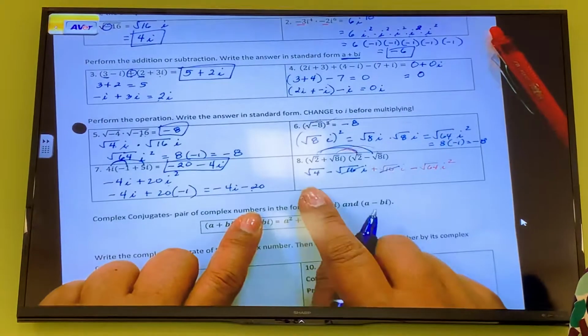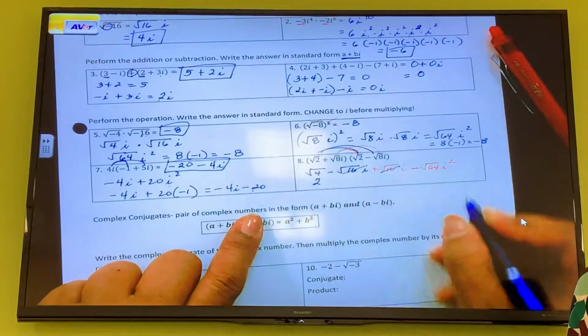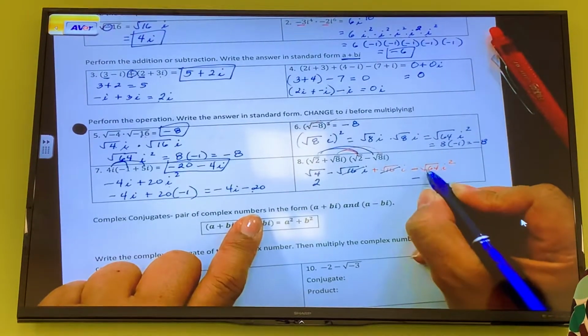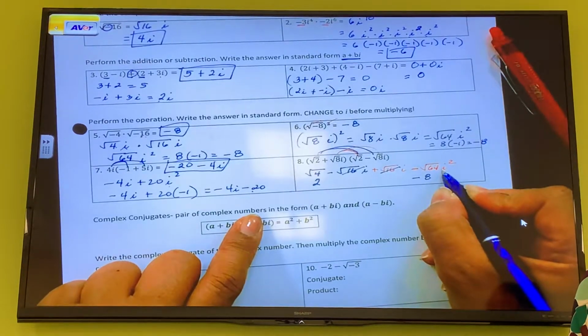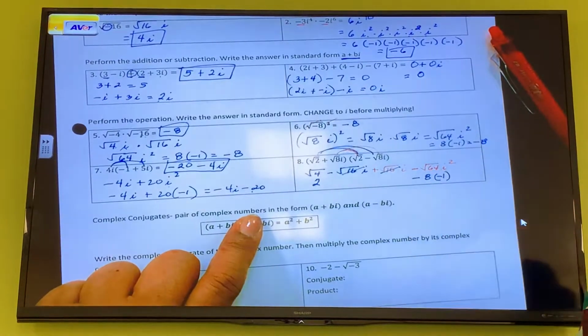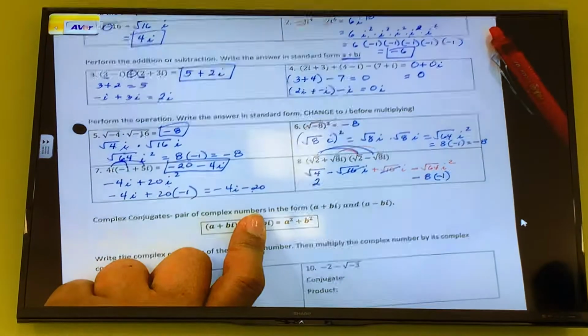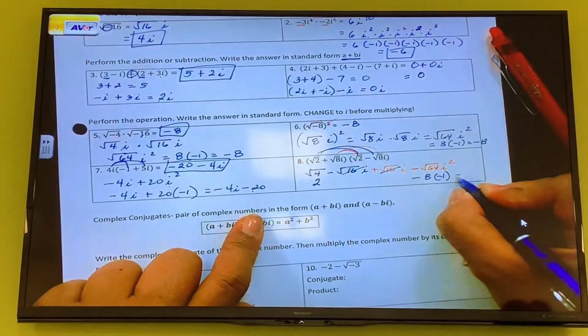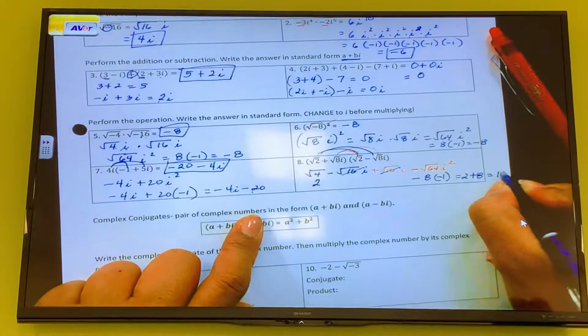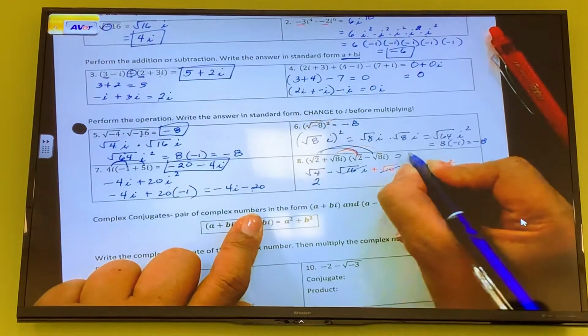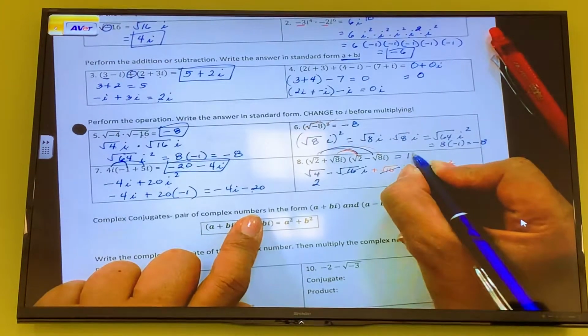Okay, what's square root of 4? 2. What's square root of 64? 8. What's i squared? Negative 1. Oh, so what happens to negative 8? It becomes positive. So this will become 2 plus 8, which is simply 10. So the final answer for number 8 is 10.